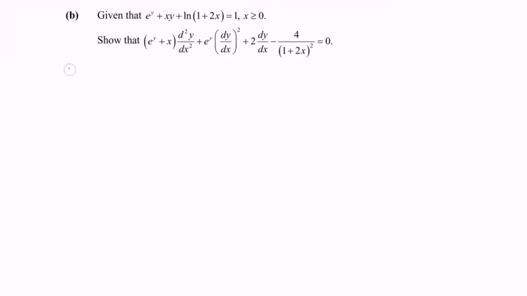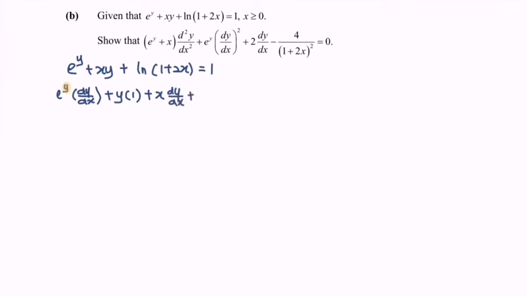So given the situation, e to the power y plus xy plus ln bracket 1 plus 2x is equals to 1. Kindly differentiate the situation with respect to x. So if we differentiate e to the power y and we will obtain e to the power y. Kindly focus on the power. If we differentiate and we will have dy dx plus we have xy. So we need to use the product rule. Kindly differentiate the situation where we have y multiplied with 1 plus x. Differentiate the y and we will have dy dx.